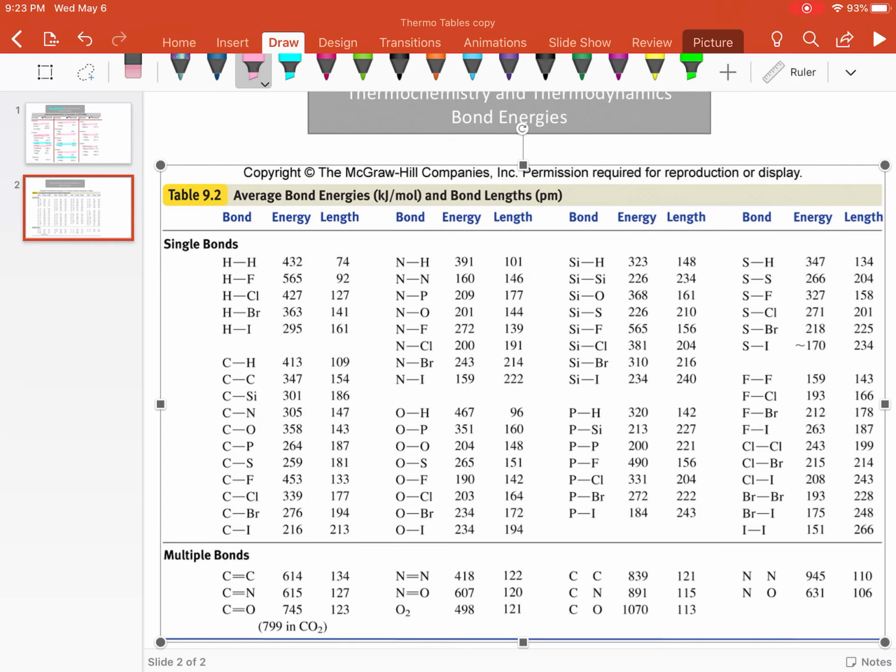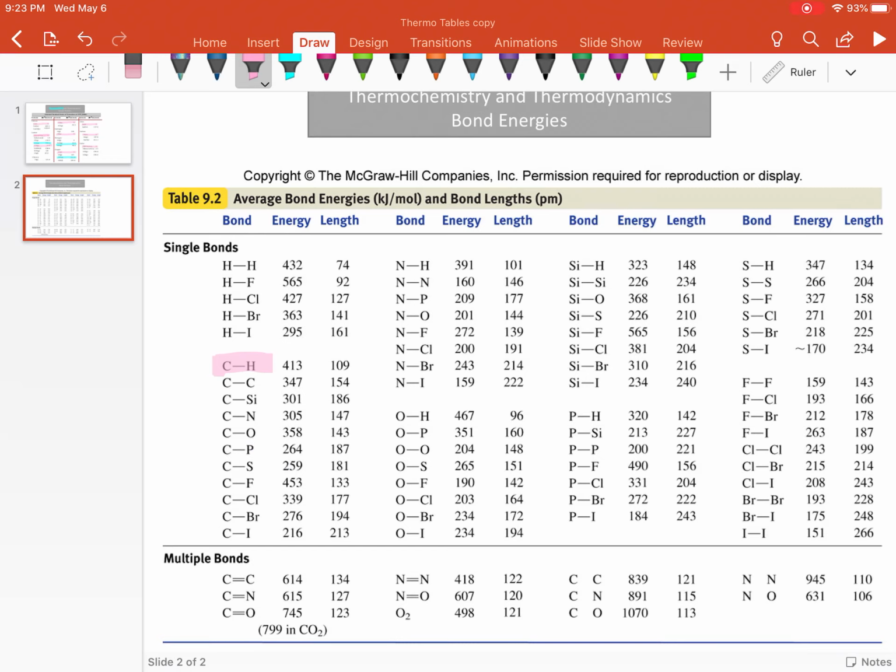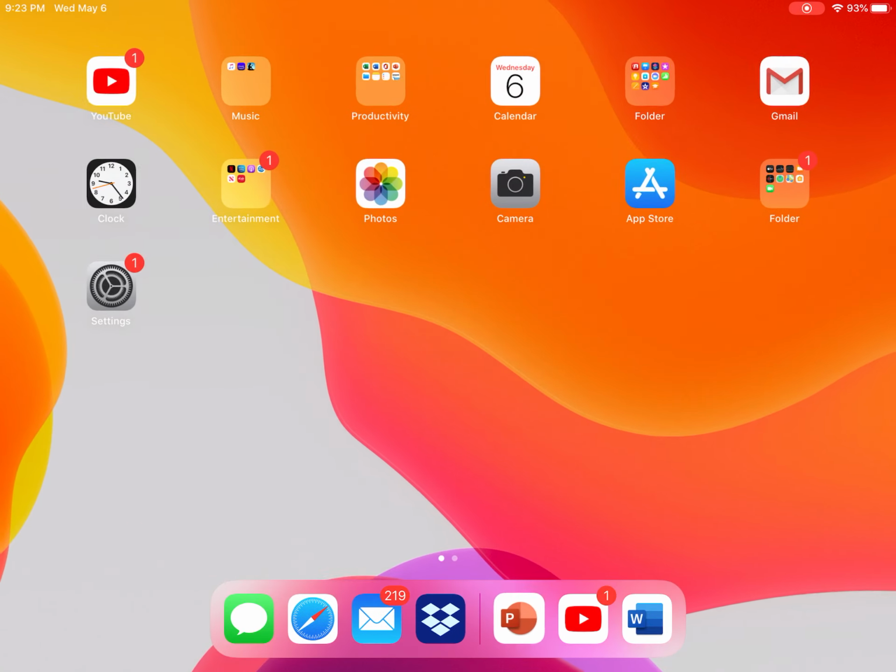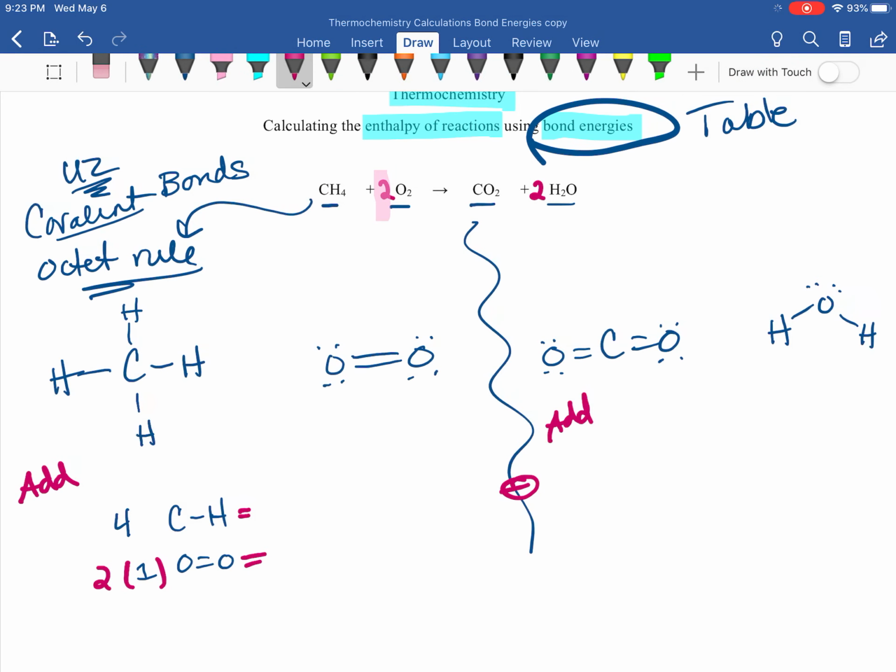Okay. All right, so let's look for, what are we looking for? A CH bond. That is 413. And then our other one was oxygen. So our oxygen double bond is 498. Okay, so remember that. In fact, I'm going to write it down. Okay, 413 and 498. Let's go back to our other screen.